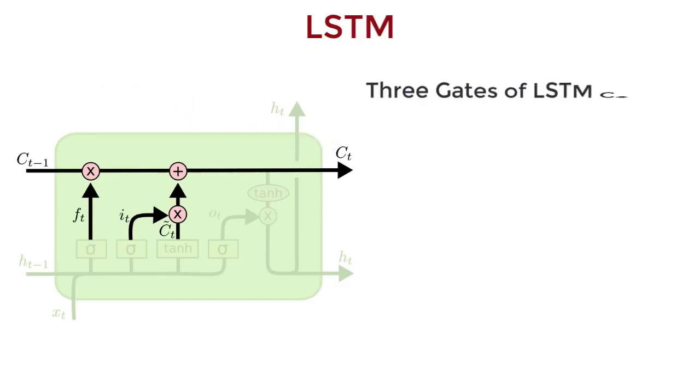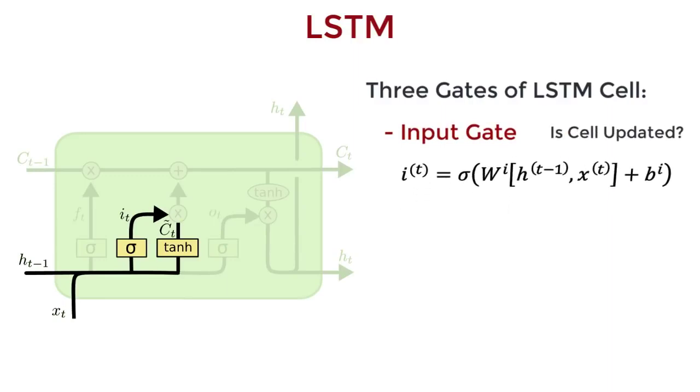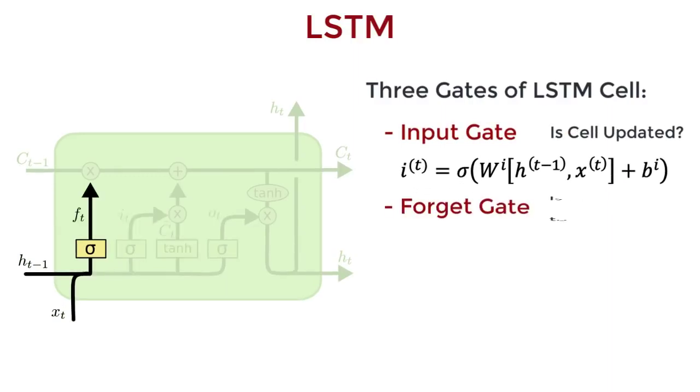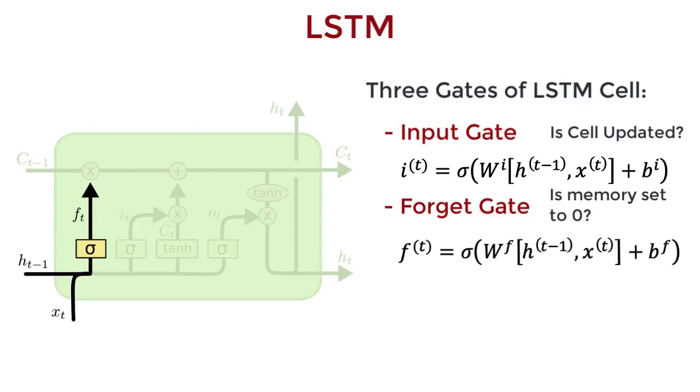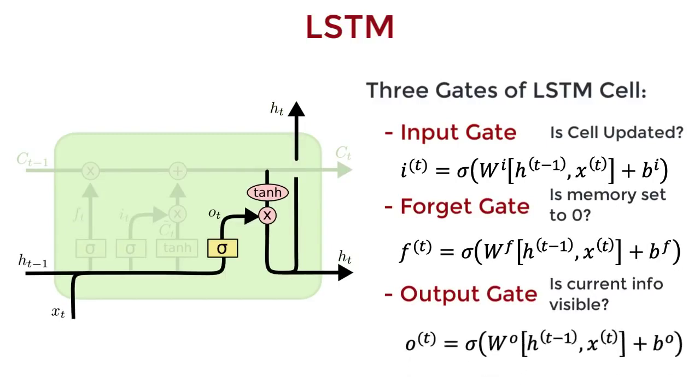Each unit has 3 gates of the same shape. Think of each of these as binary gates. The input gate controls whether the memory cell is updated. The forget gate controls if the memory cell is reset to 0, and the output gate controls whether the information of the current cell state is made visible. They all have a sigmoid activation.